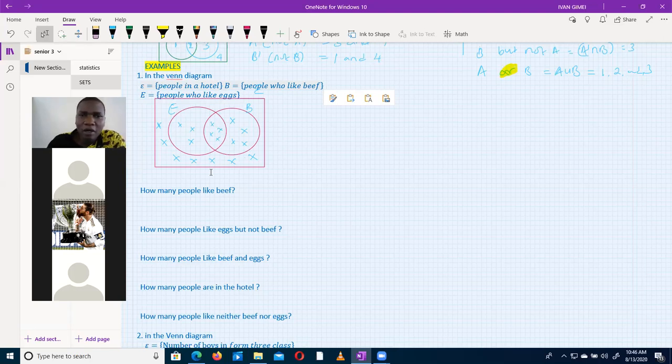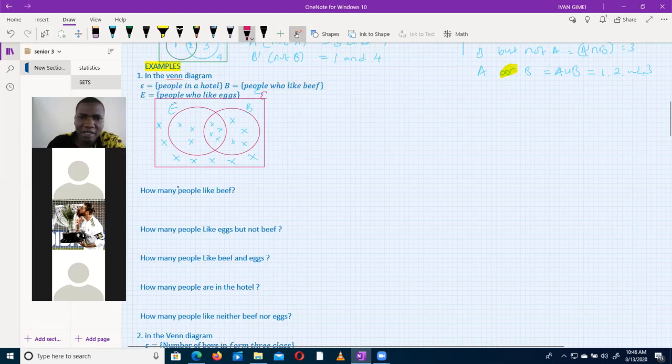So the universal set is for the people in a hotel. Maybe somebody went and was making a research or survey in a hotel and got some data. So the universal set is standing for the people in a hotel. Then set B is standing for people who like beef, and E is standing for people who like eggs. So this is our universal set, like that. This is the set of people who like eggs, and this is the set of people who like beef.